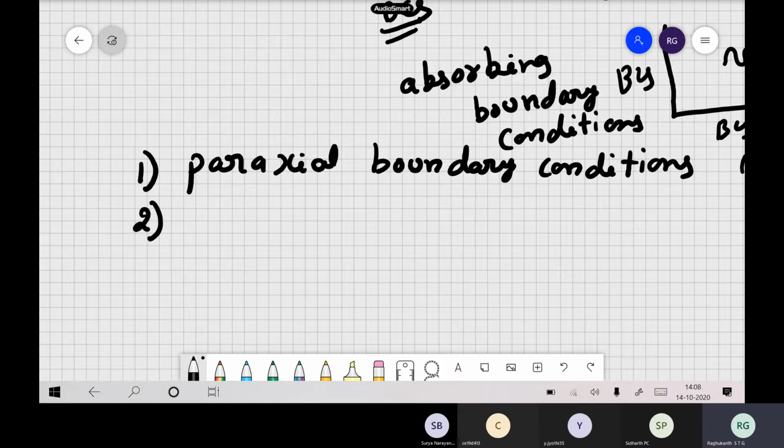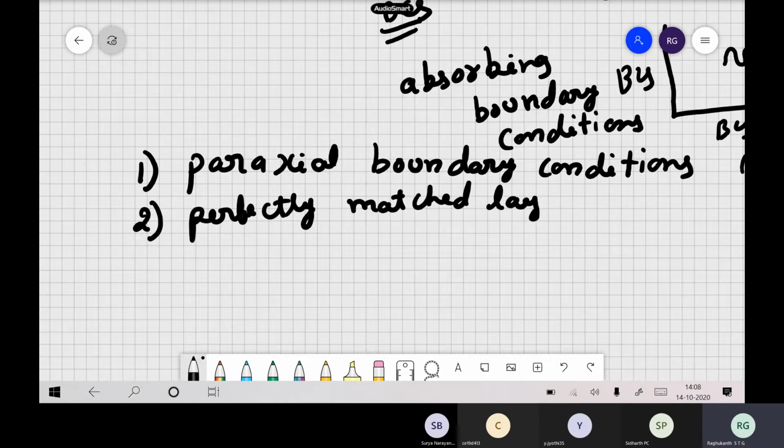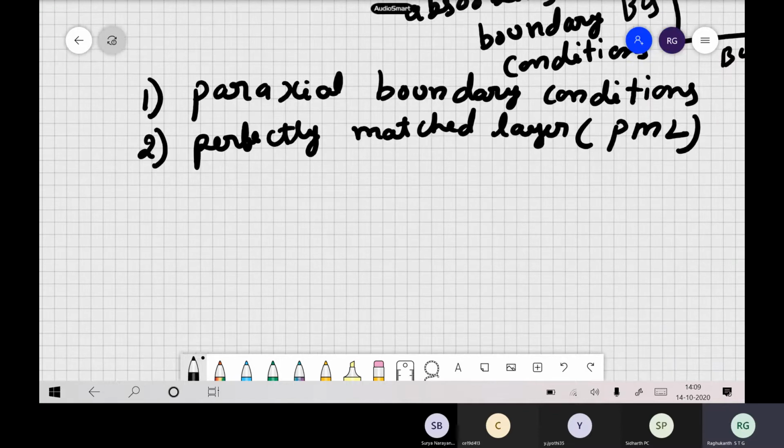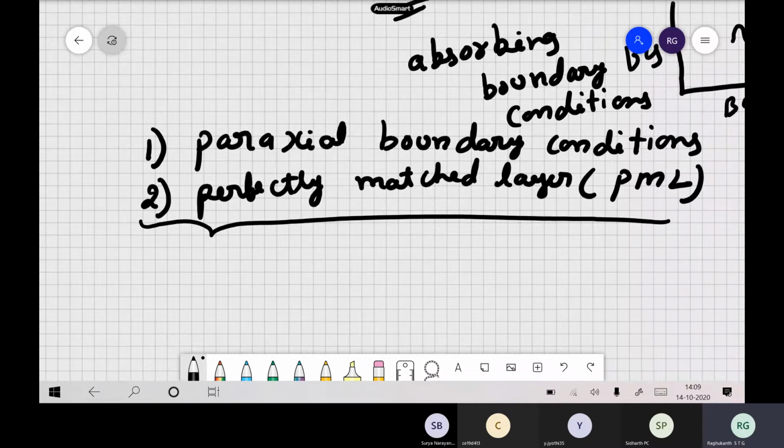The other one, which everybody uses right now, recent in the last 10 years, became very, very popular because it works excellently. That is the perfectly matched layer, the PML boundary condition. This is the one which is widely used nowadays. We will see the theory of what they do. This is the one we are going to use in all the codes, but the paraxial one was also sometimes used in the olden days. The concept is very simple here.